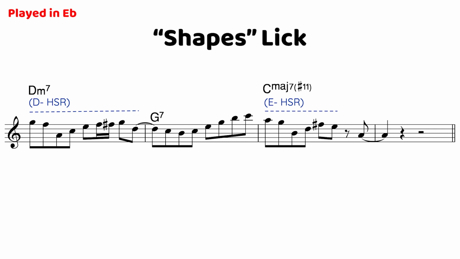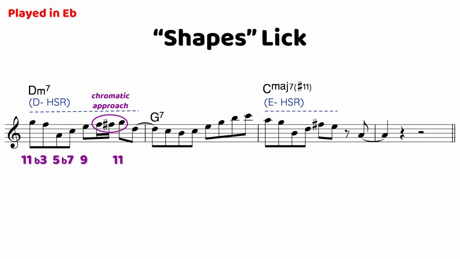Alright, so in this line, we start off with that shape, which is an 11, flat third, 5, flat 7, and then 9. But rather than going back down to the root, we extend the melody by chromatically approaching the 11, but really this is an anticipatory early resolution into the G7 here.